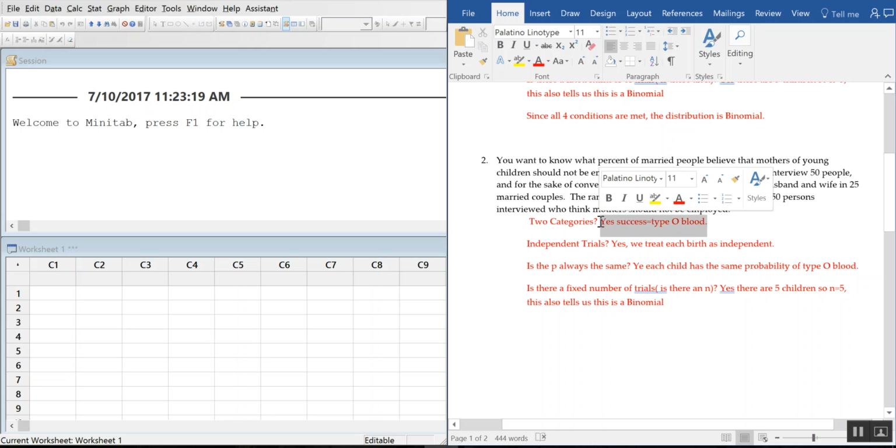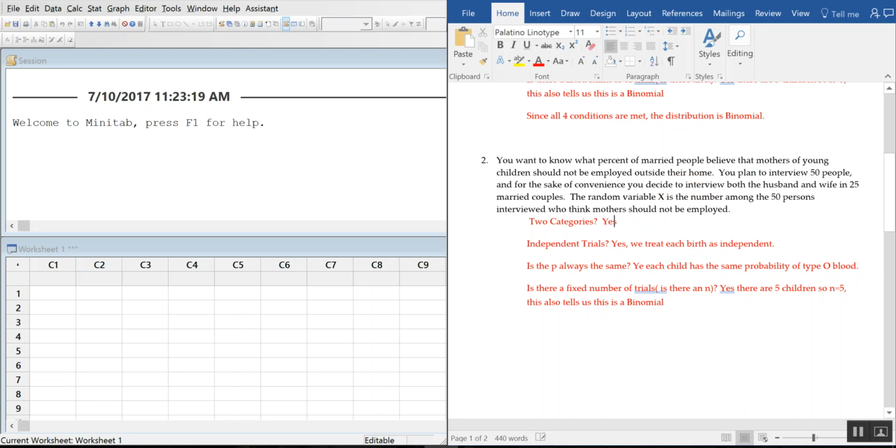All right. So, are there two categories? Yes, there are two distinct categories: those that think mothers should be employed outside the home, and those who don't. So, yes, we have two distinct options: a yes or a no to the interviewer's question.